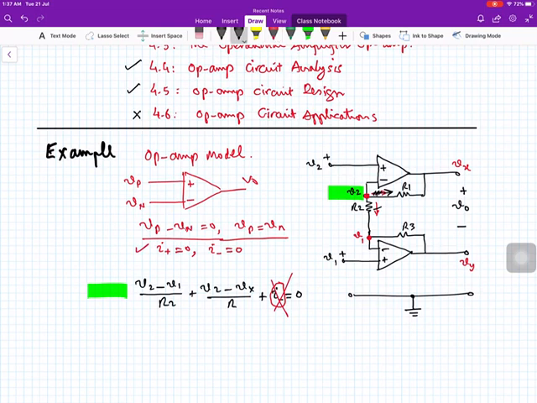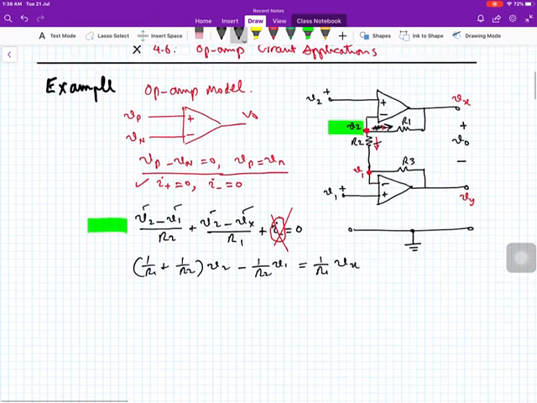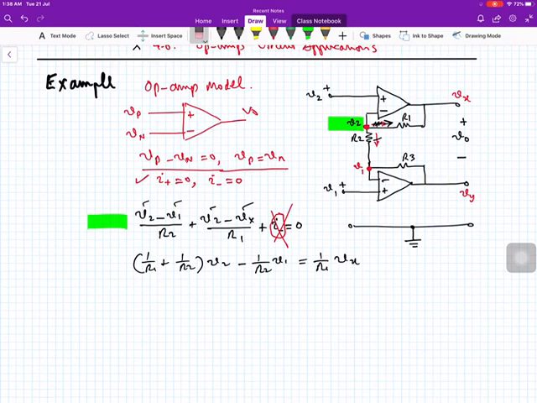we rearrange this equation. This is (1 over R1 plus 1 over R2) times V2, all the coefficients of V2 here, minus 1 over R2 times V1, and Vx we show on the other side, minus 1 over R1 times Vx. So this is the equation which we have written at this node.